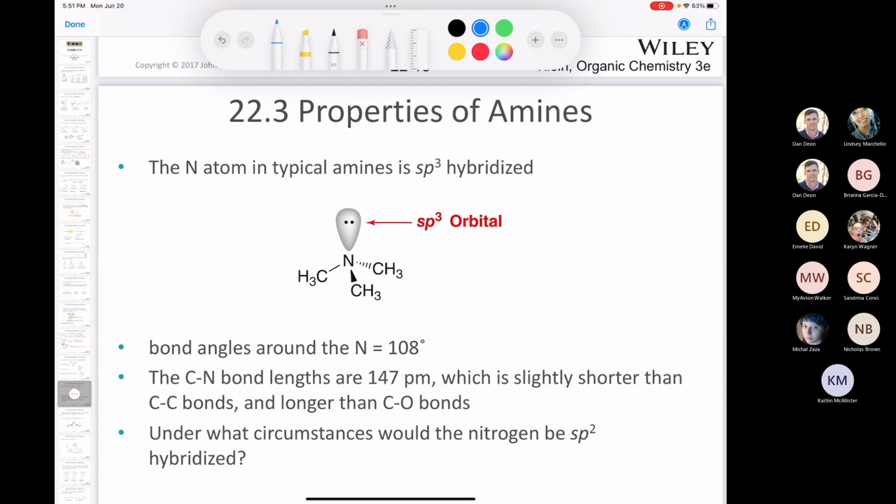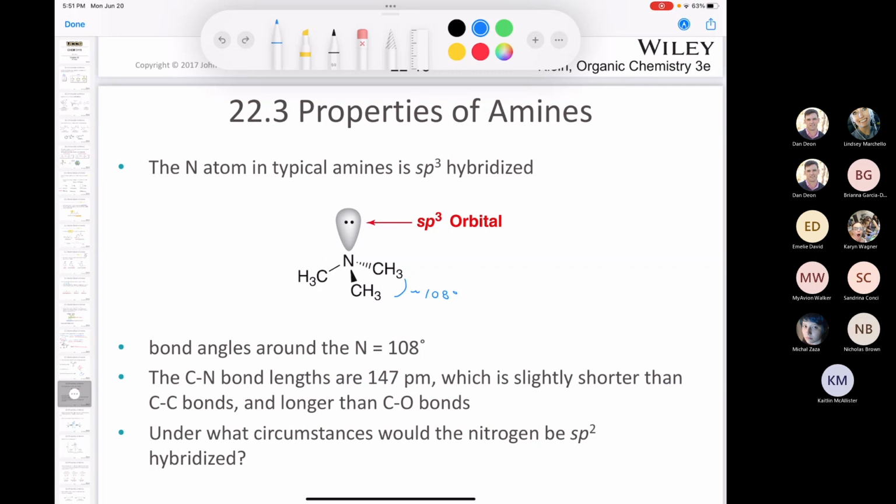What else? We see the bond angles around the nitrogen are around 108 degrees. If you measure this bond angle here, it's around 108 degrees, which is smaller than the typical 109.5. Why is that? It's because of the repulsion of this lone pair that pushes those alkyl groups down and brings them a little closer together. So it tightens that bond angle somewhat.